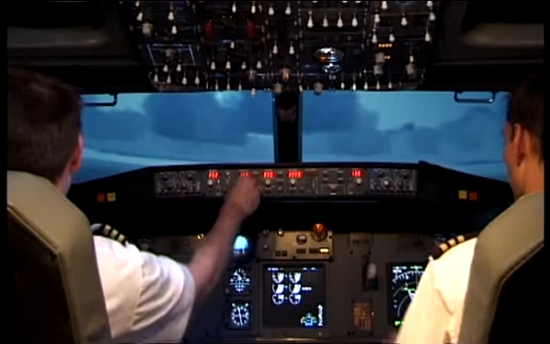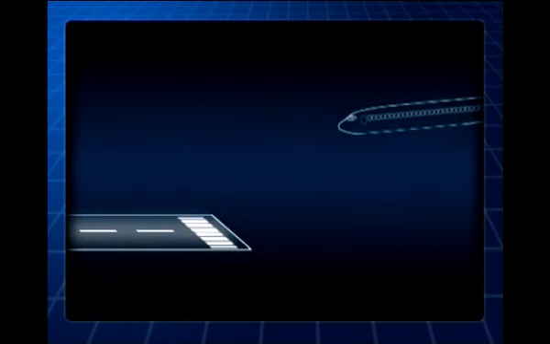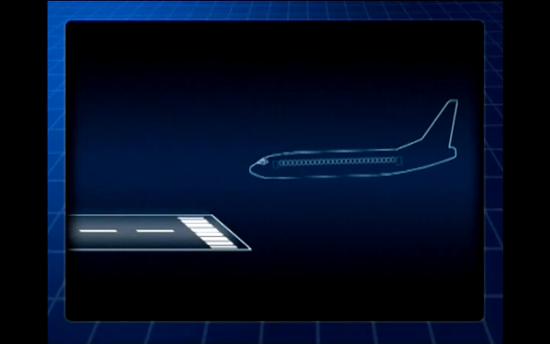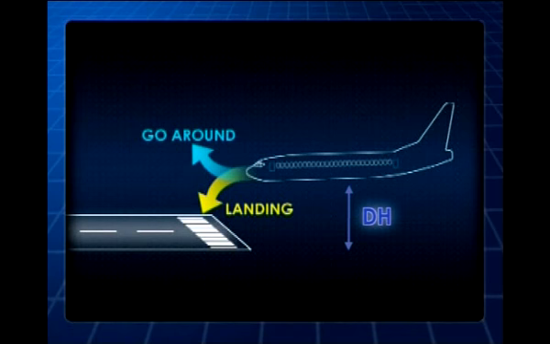Gear down, flaps 15. Shortly before touchdown, but no later than passing the decision height, the captain should announce his intention by saying, "landing" or "go around." Depending on the announcement, both pilots will know what to do next.